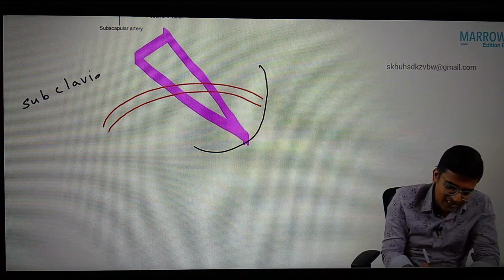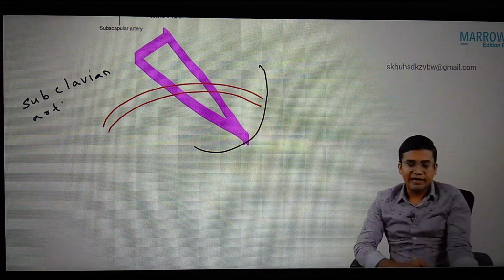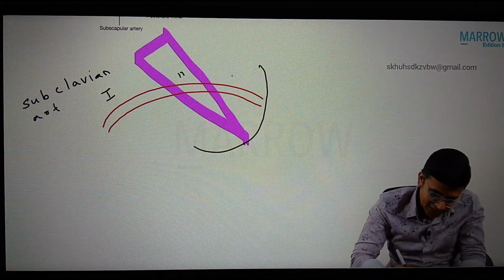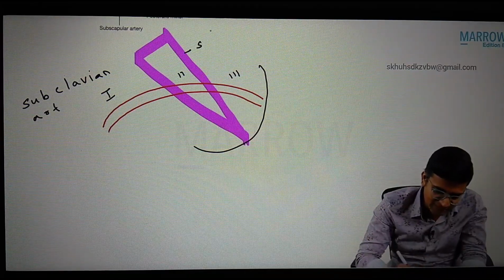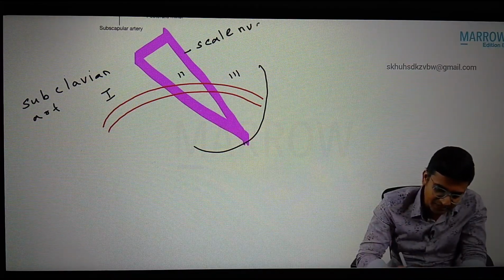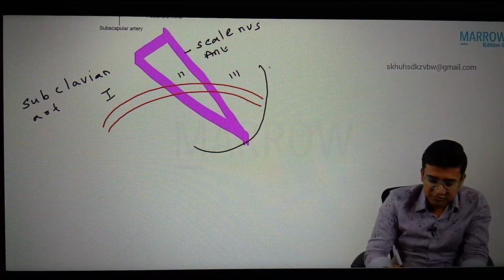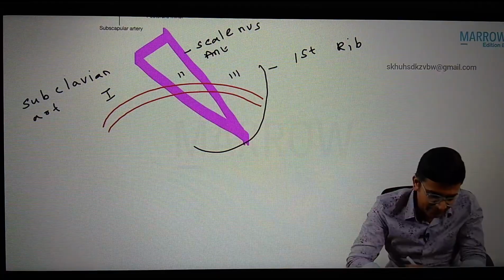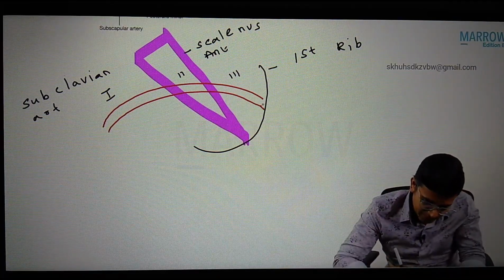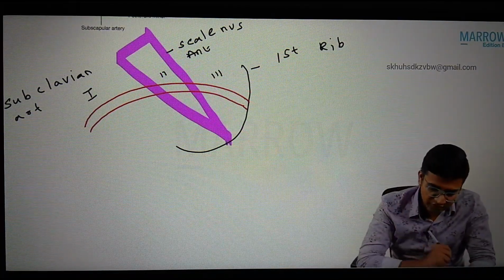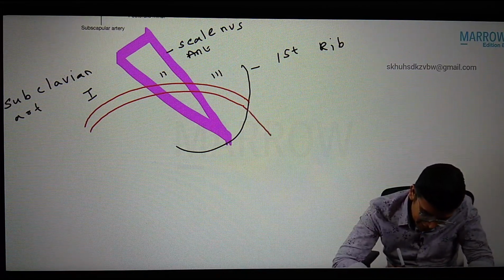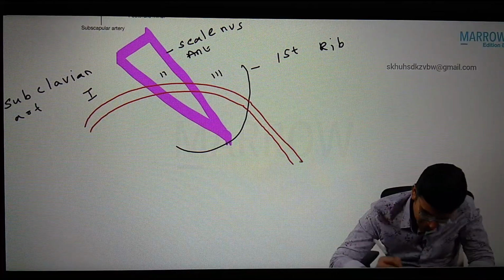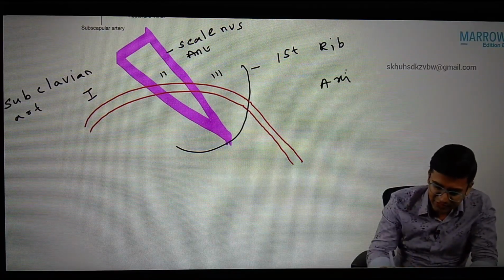Subclavian artery we already discussed in the brain and head and neck topic. Now this is the first part of the subclavian artery, the second part, and this is the third part. Now what is the name of the muscle? Scalenus anterior muscle. Now this is our first rib. Up to the outer border of the first rib is the extension of our subclavian artery. From the outer border of the first rib, the subclavian artery continues as the axillary artery. So this is our axillary artery.